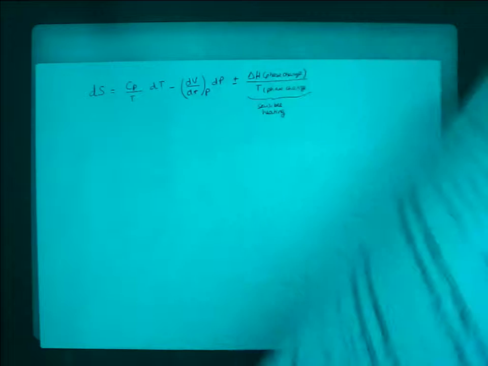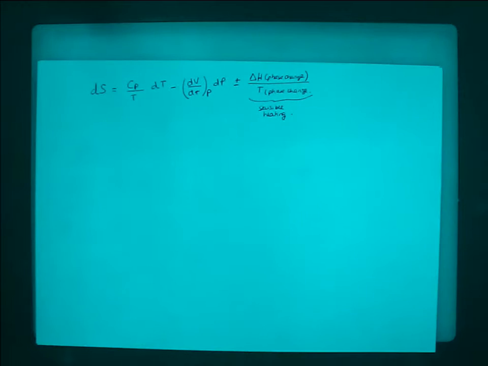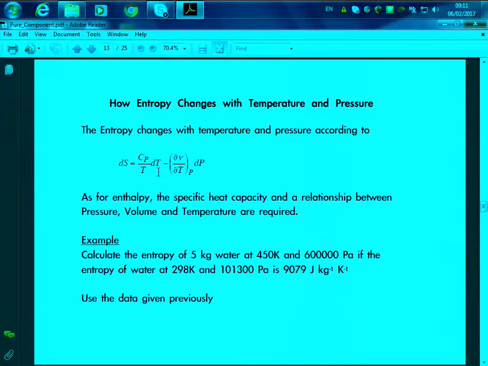So to solve the example, we have 5 kilograms of water at 450 kelvins and 600 kilopascals, and we want it to arrive at these conditions, and the entropy of water at 298 kelvins and 100.3 kilopascals, atmospheric pressure, is that one.